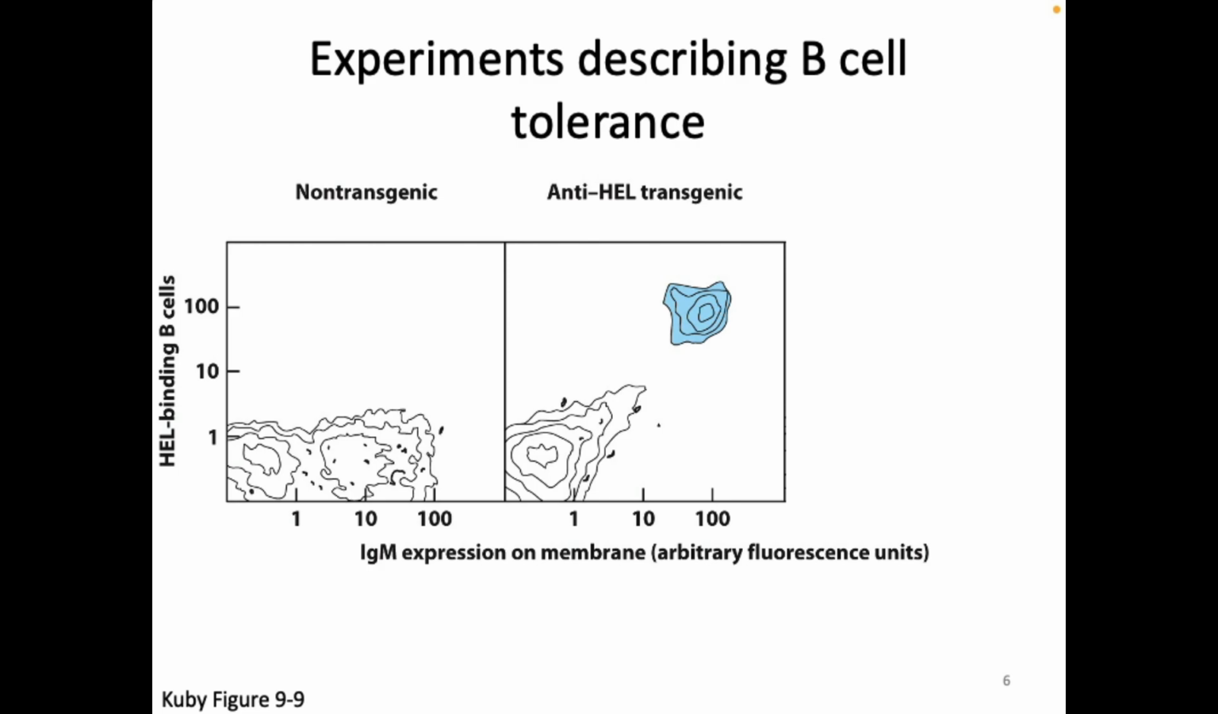Yeah, Jonah. I was going to ask, when you have the mice that produce the HEL protein, wouldn't a B cell that finds one extracellular thing start to make copies of itself?